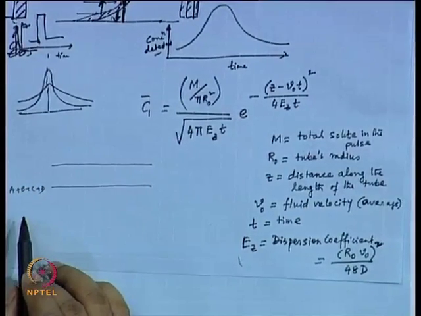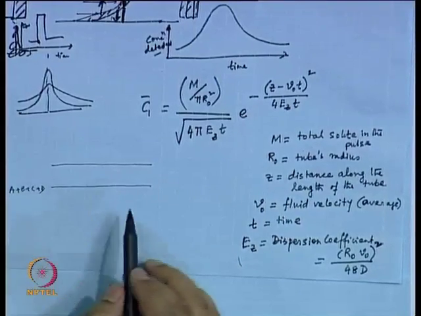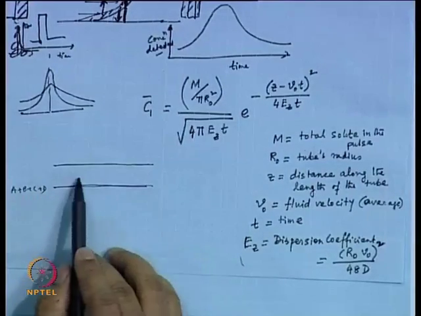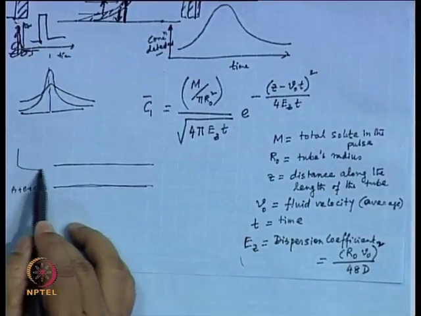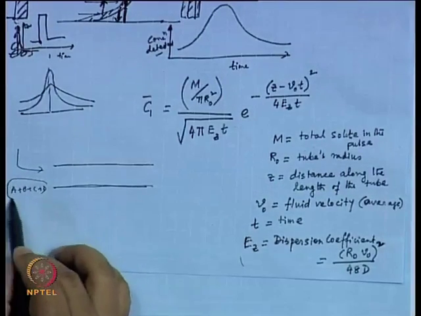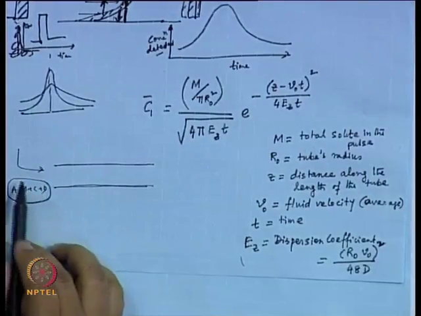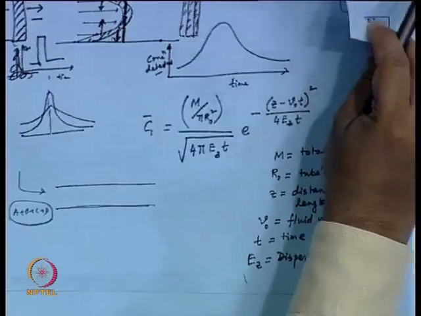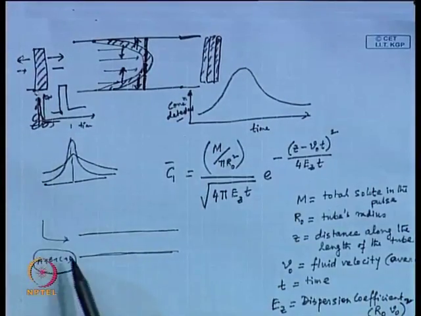Suppose you have a sample which has A, B, C, D, and you do not know what these are. So, in a conventional chromatography, you have a carrier stream going in, and this A plus B plus C plus D, which is the sample, you introduce in the carrier stream as a pulse, just the way you have done it here.